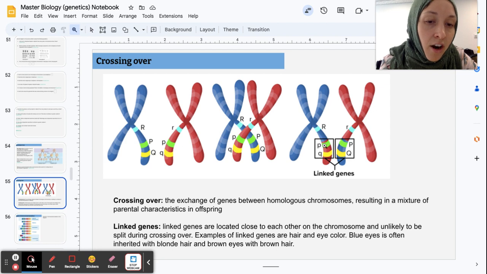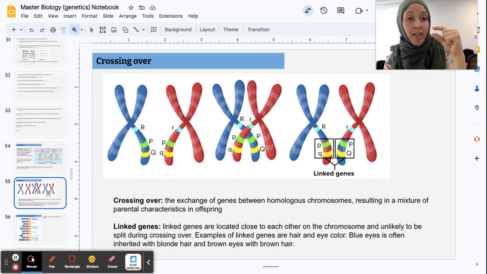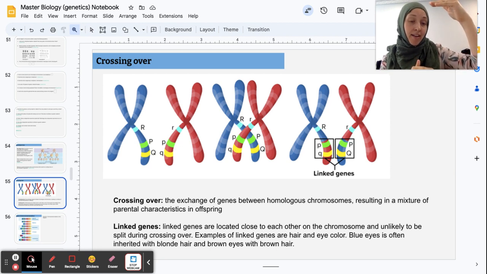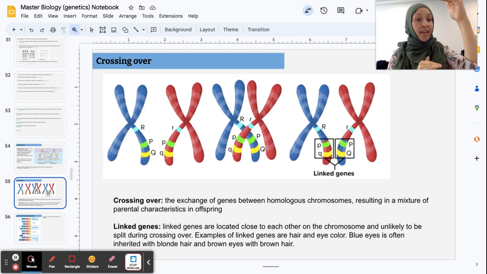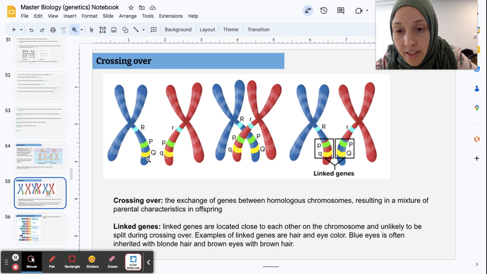Genes that are close together on the chromosome, it's very unlikely that the crossing over will occur between them because it's a very small area. The smaller the area between two genes, the less likely the crossing over will happen between them. The greater the area, the more likely crossing over will happen somewhere between them. Okay? So in this situation, we have 3 genes. Where's the crossing over most likely to happen?